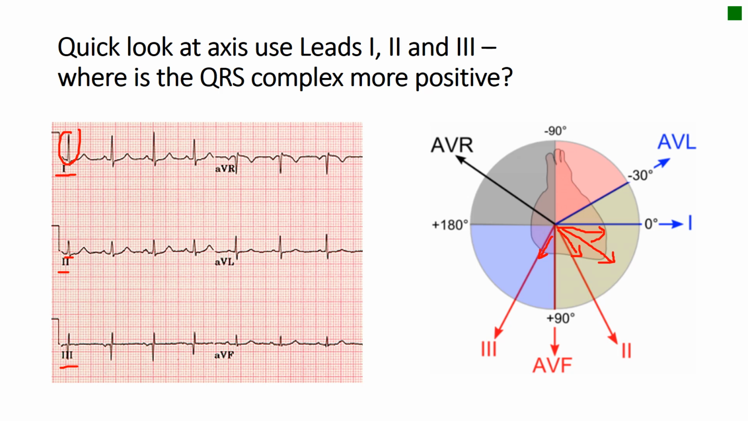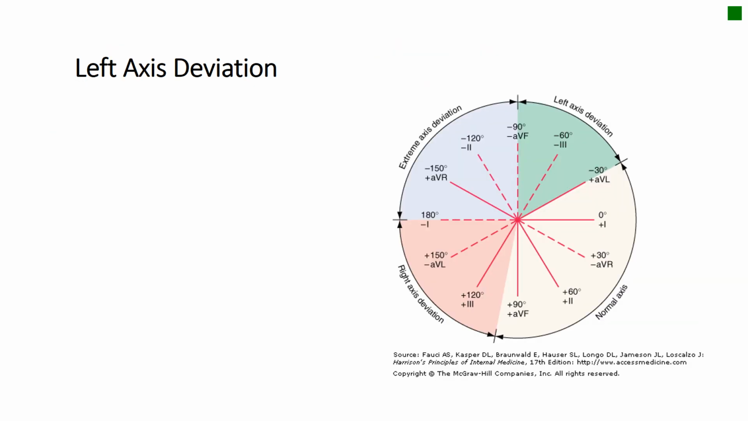Where is it more positive? It's more positive in 1 and 2 than it is in 3. So the axis is around here. Left axis deviation.